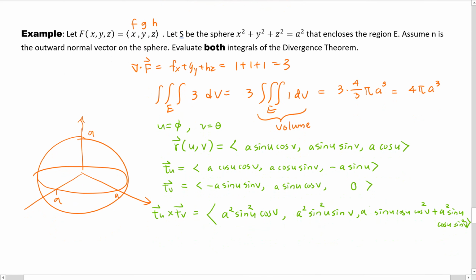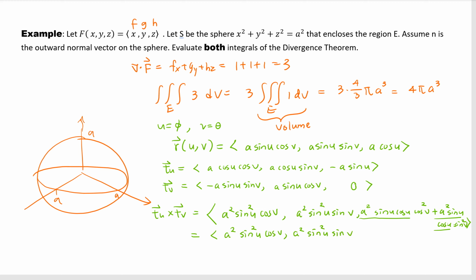Can you see here we have a common factor, and sine v squared plus cosine v squared is 1. So this is just a squared sine u squared cosine v, a squared sine u squared sine v, and a squared sine u cosine u.